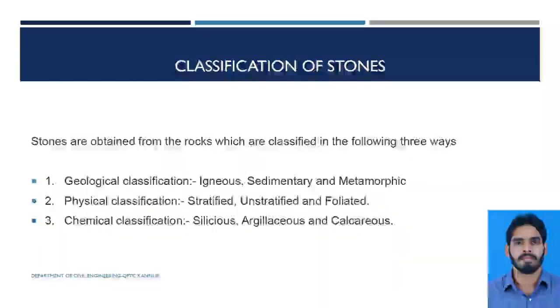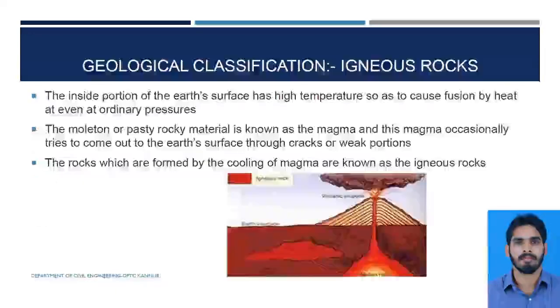First of all, what is a geological classification? It can be categorized into three types: igneous rocks, sedimentary rocks, metamorphic rocks. In physical classification, stratified rock, unstratified rock, and foliated rock. In chemical classification, siliceous, argillaceous, calcareous. You have to study these classifications. This may be asked in your exams, as a 2-mark question or as a 6-mark question.